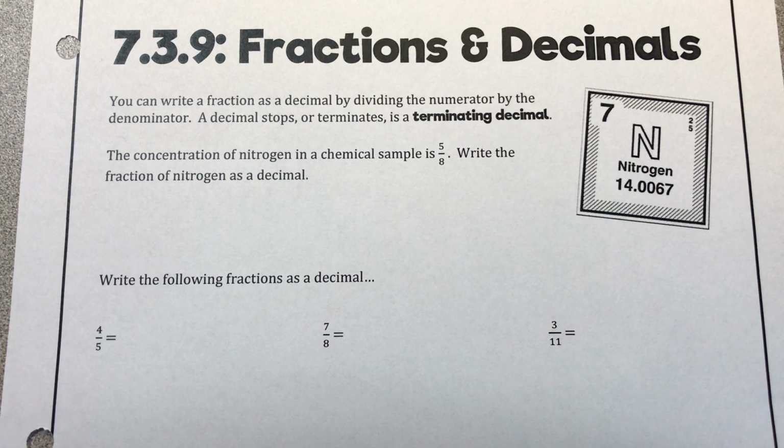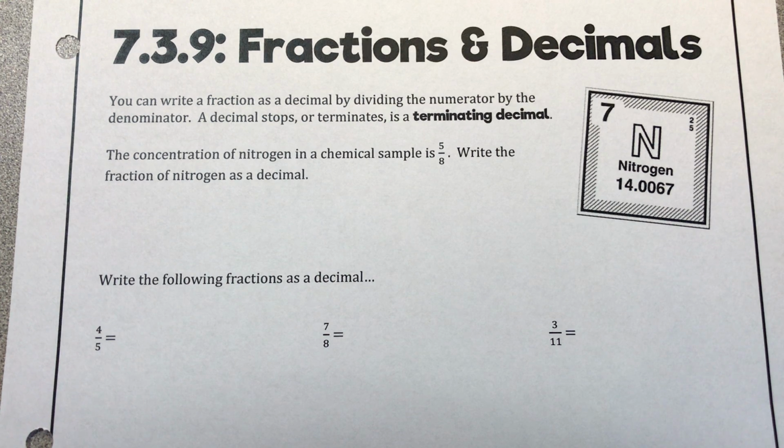Fractions and decimals. You can write a fraction as a decimal by dividing the numerator by the denominator. If a decimal stops or terminates, that is a terminating decimal. So look at this nitrogen example. It says the concentration of nitrogen in a chemical sample is 5/8. Write the fraction of nitrogen as a decimal.